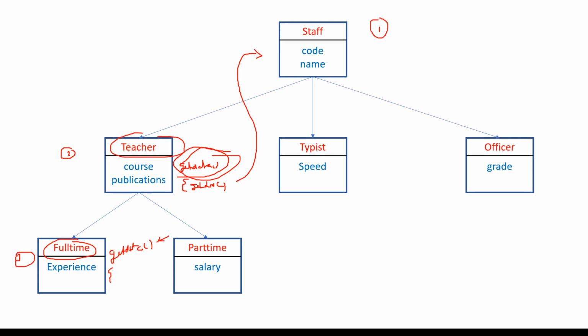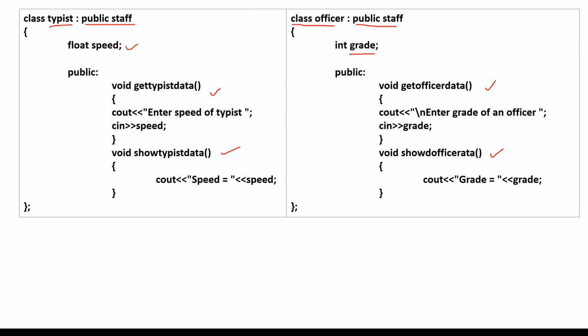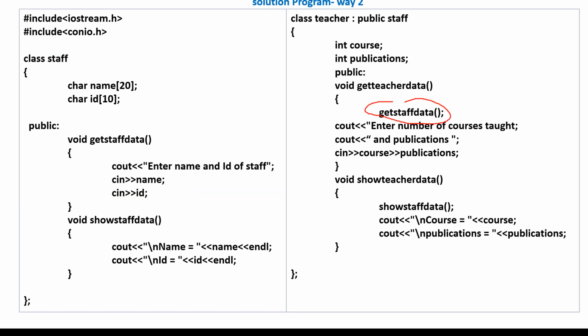And in way 1, you create an object of the full-time class and call different functions using F as the object name: F dot get full-time data, F dot get teacher data, F dot get staff data, likewise. So you can follow both of the ways. There is nothing wrong in it.